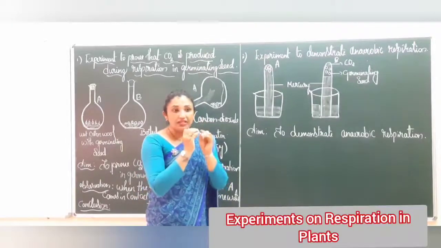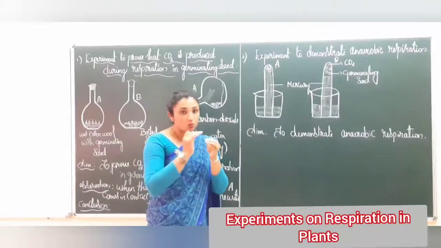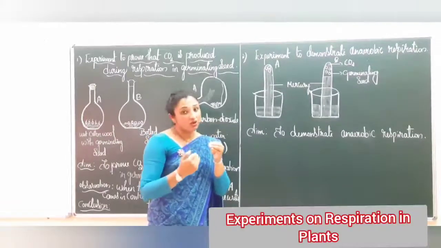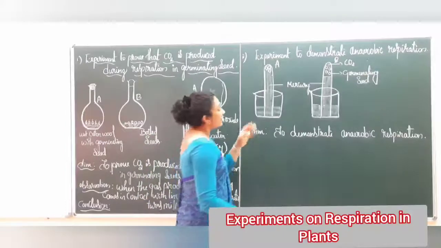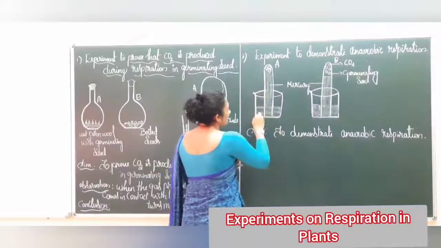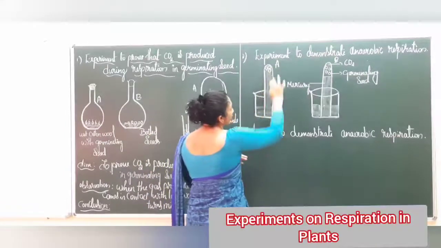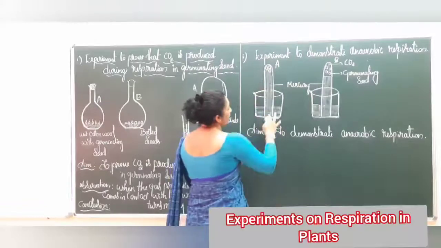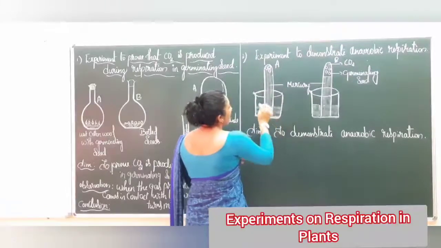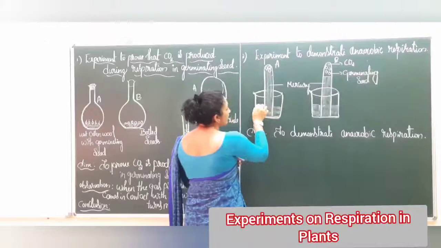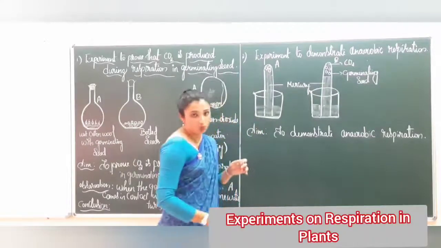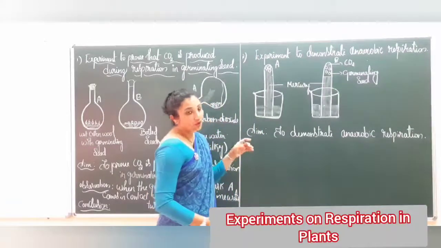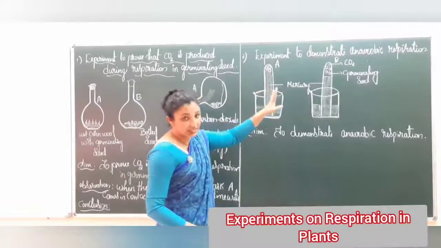Okay, only the cotyledon with the sprout we have kept now. We have taken off the seed coat. Here there is a beaker and an inverted test tube. This is the inverted test tube inside the beaker, and this test tube and the beaker are filled with mercury. I hope you are getting my point. We have taken the setup here.